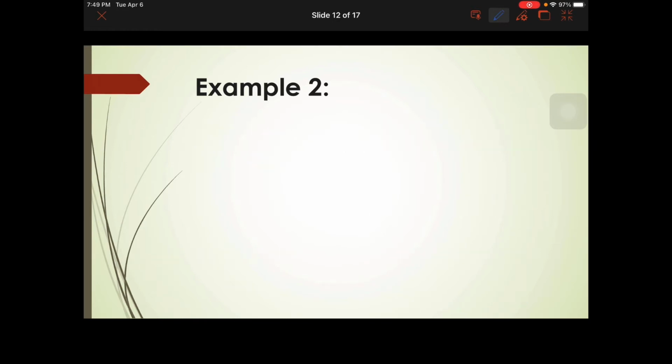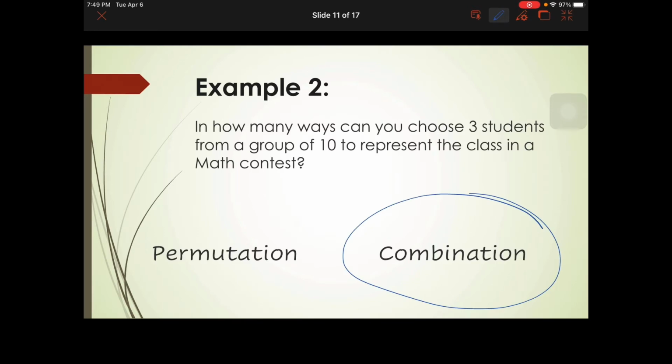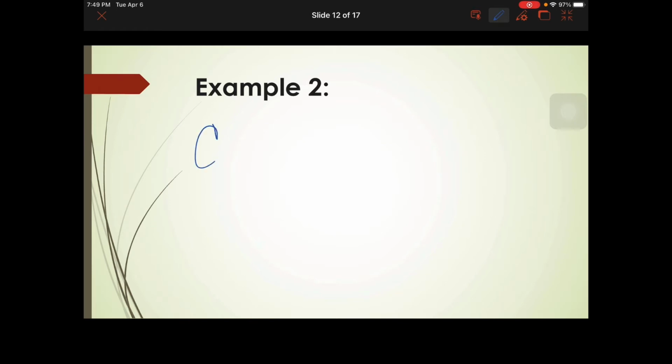So, now let's use our formula for combination. Pero bago natin gawin yan, balikan muna natin. Let's identify our N and our R. So, our N is 10 and our R is 3. Okay? Now, let's use our combination formula. That's going to be combination of 10 taken 3 at a time.